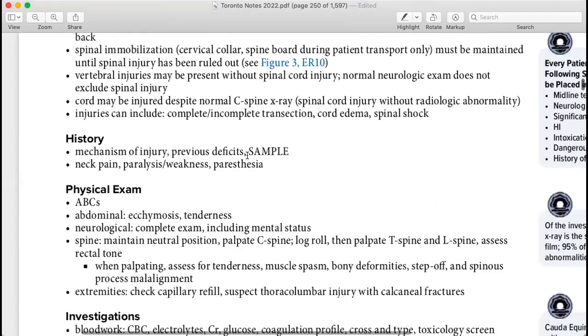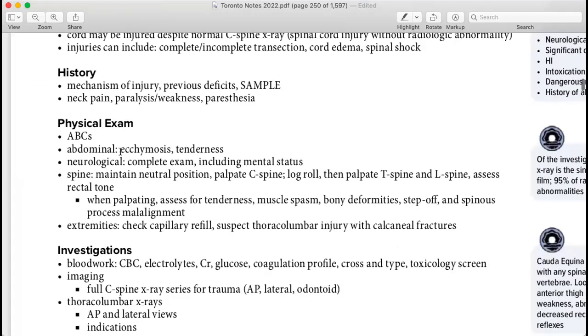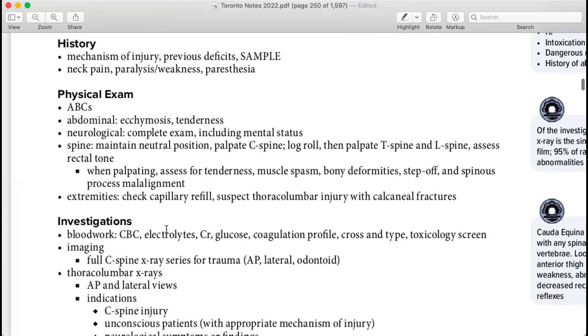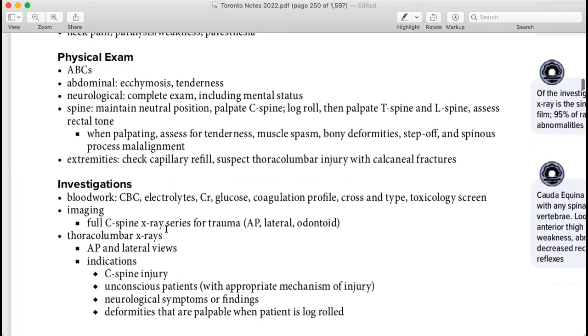Same history and mechanism; you are going to check for SAMPLE, neck pain, paralysis, weakness, and paresthesia. Then physical examination: you are going to do ABC, abnormal ecchymosis, tenderness, complete exam, then mental status, monitor the neurological position, palpate the C-spine, log roll, palpate the T-spine and L-spine, assess the rectal tone. When palpating, assess for tenderness, muscle spasm, bony deformities, then extremities, check capillary refill. So you are going to check the circulation as well as neurological signs, because in front of the spine there is the aorta as well, and the vena cava.